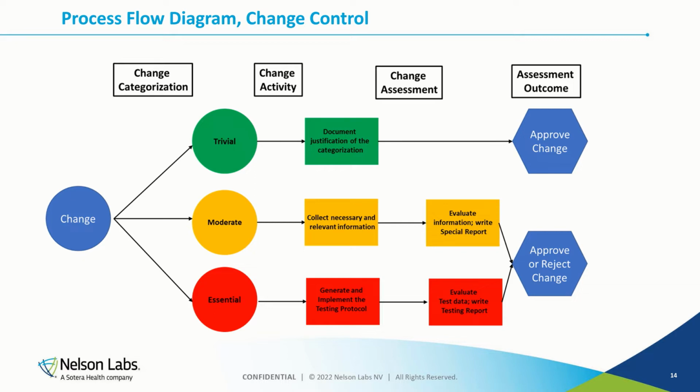Okay, let's talk a little bit about what this change control process looks like. It's a change control process that essentially has 4 steps in it. Step number 1 is to categorize the change in terms of its likely effect on the leachables profile. And in this change categorization, we're going to ultimately try to categorize the change into 3 buckets: a trivial change, a moderate change, and an essential or substantial change.